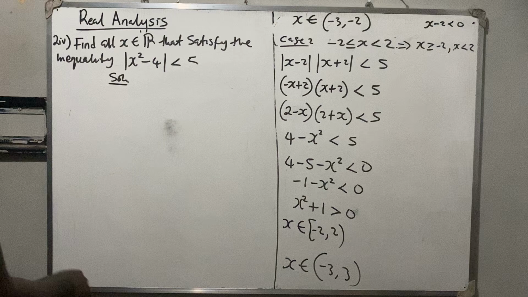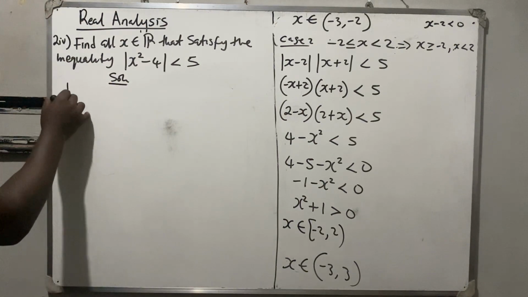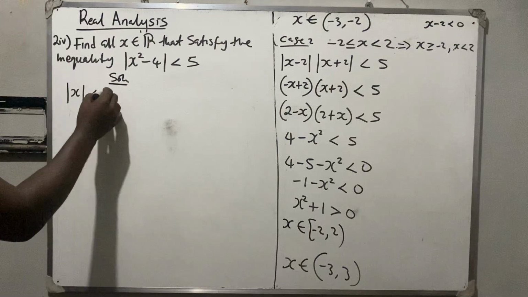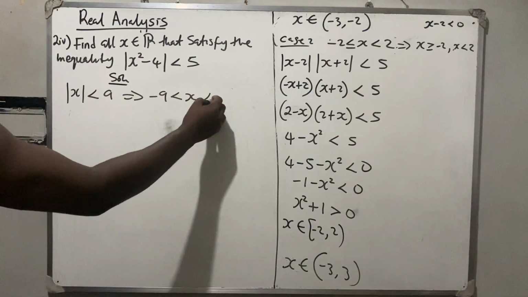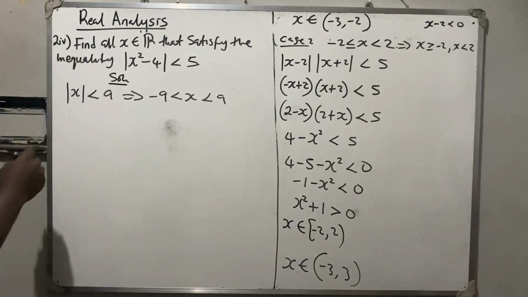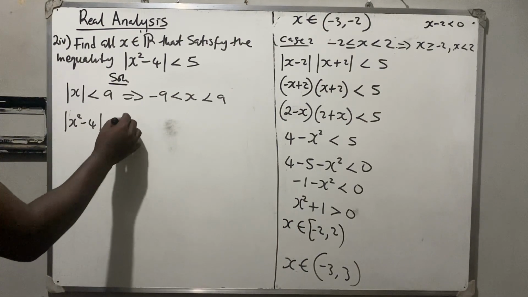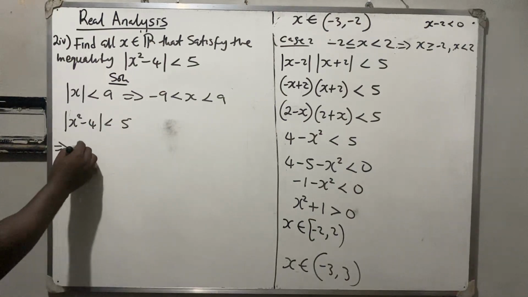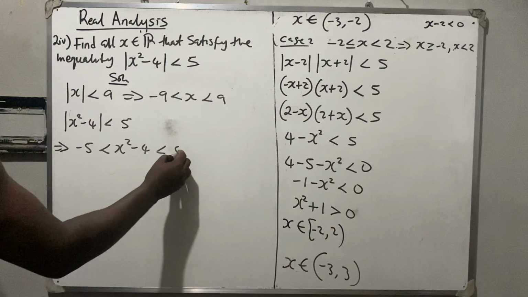So the second method says that what? You should know that the absolute value of x being less than a implies that minus a is less than x, which is less than a. So if we apply this here, we have that the absolute value of x squared minus 4 is less than 5 implies that minus 5 is less than x squared minus 4, which is less than 5.